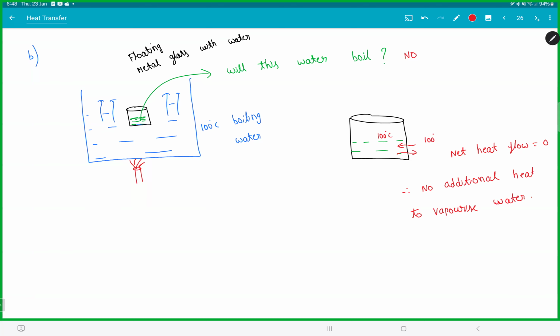Does that make sense? Let's say inside is 90, outside is 100. What will happen? Heat will flow. 99, 100. What will happen? Heat will flow. At 100, the heat flow will stop. Once the heat flow stops, there is no extra heat. The water will be at 100, but it won't boil.